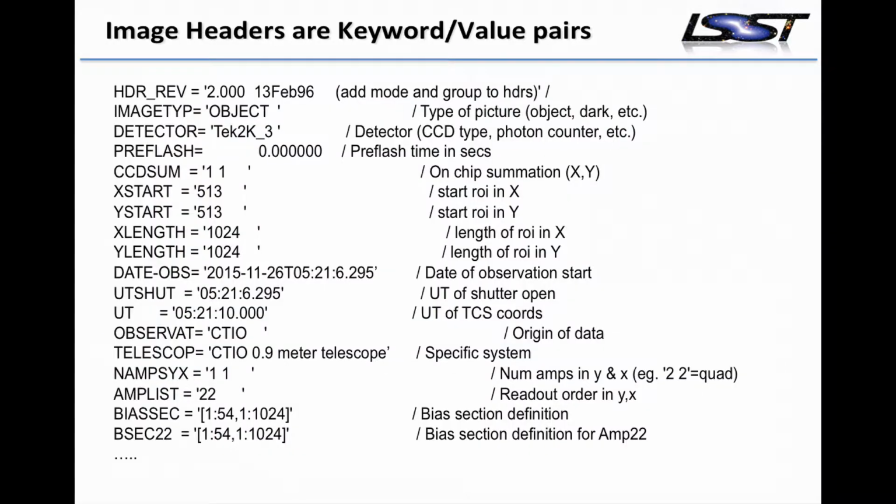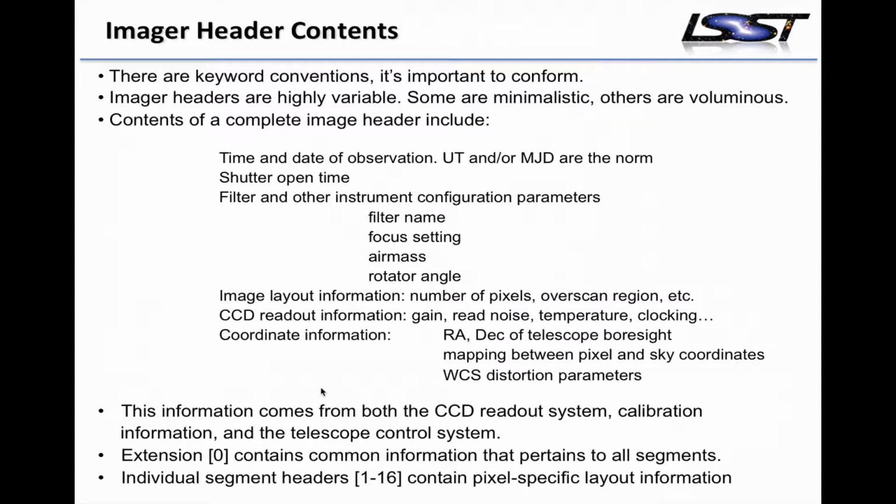The information in image headers are keyword value pairs, and this is just an example drawn from, I guess, the CTIO 0.9 meter telescope. It contains what type of image is it, what detector, pre-flash is a configuration aspect of data collection, is it binned or not binned, where do the arrays start in X and Y, how long are they, when was it observed, what telescope, and so on. So there are these conventions for header keywords, and it's important to conform to those keyword conventions because a lot of the astronomical image reduction software presumes certain keywords identify information of interest.